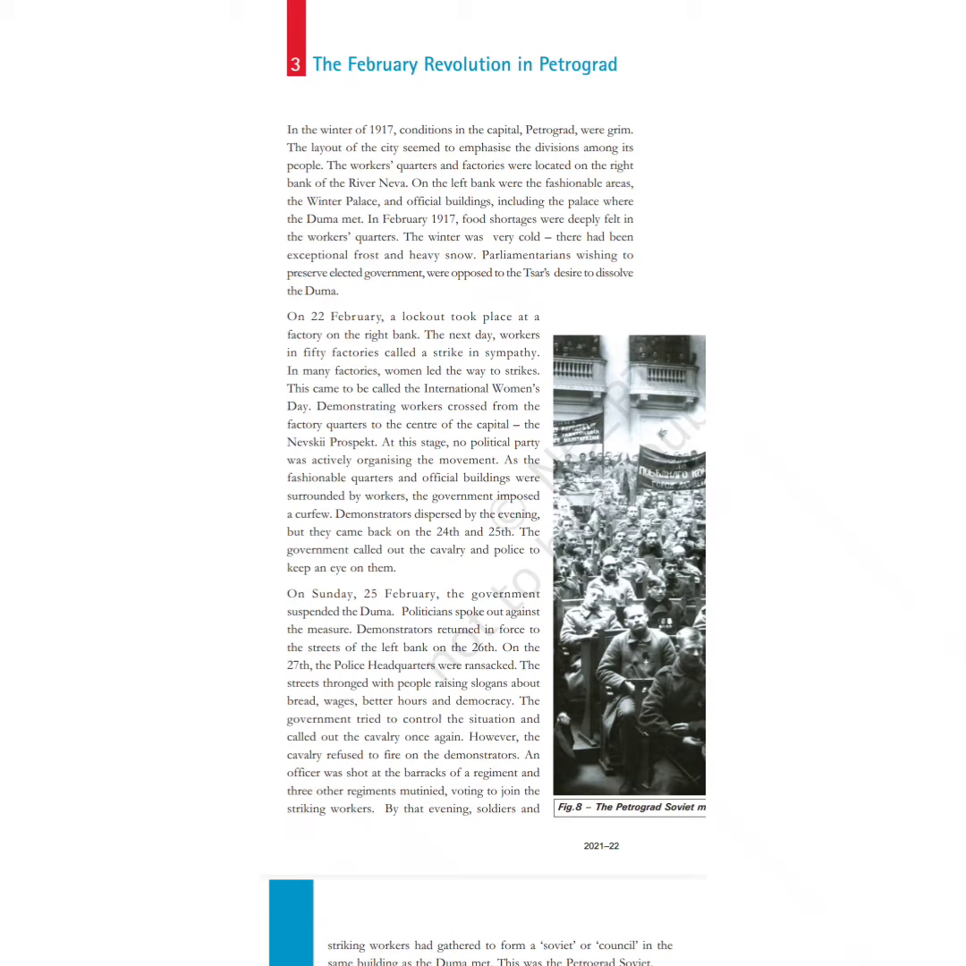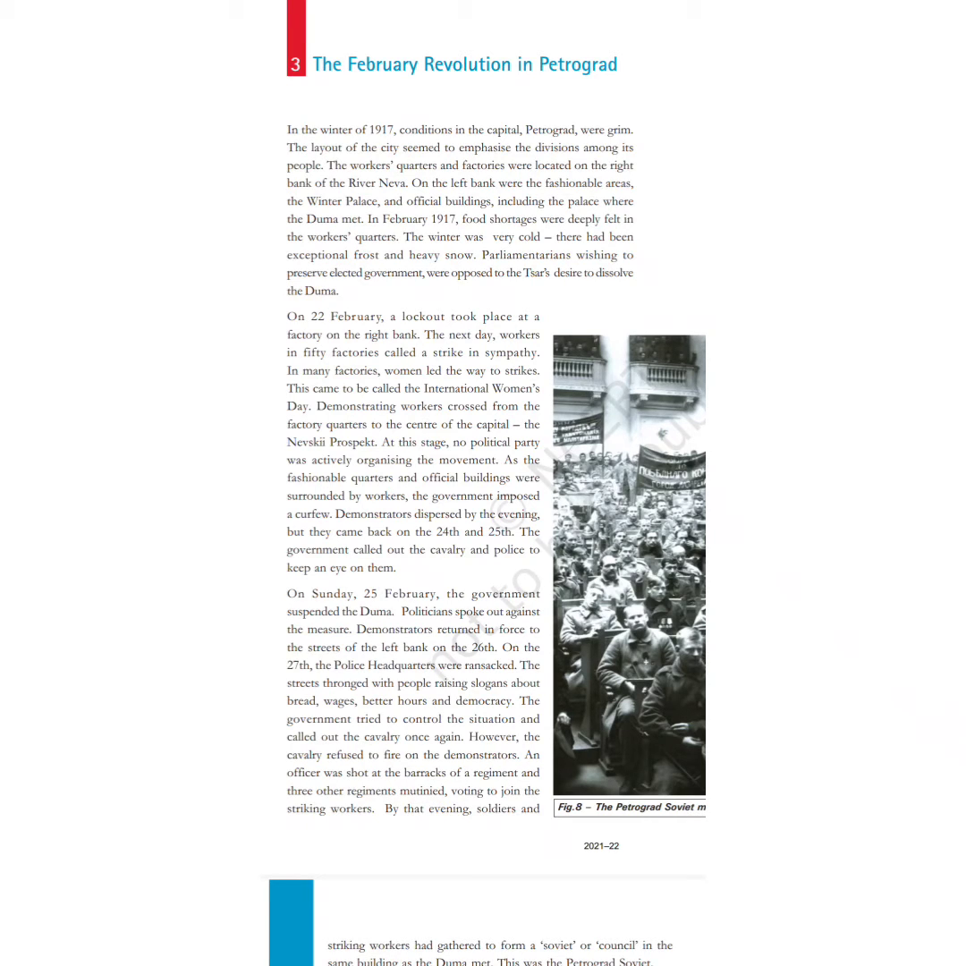Furthermore, class, in February 1917, food shortage was there. So in February, the shortage of food impacted the workers' quarter, because workers were poor people and they were not able to afford the essential goods. And the winter was very cold, frost was there, heavy snow was there. So for workers it became really difficult to survive because they couldn't afford the essential food items also.